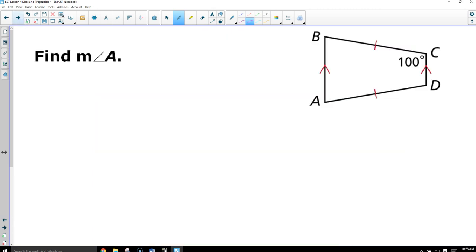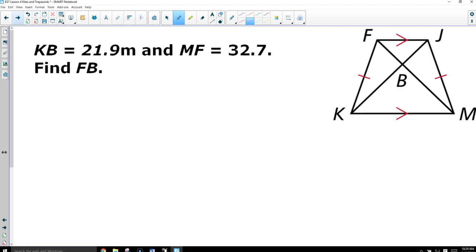So here they want us to find the measure of angle A. Right away, I see these tick marks, and I see that these lines are parallel, so that makes that an isosceles trapezoid. So I know that these angles would be the same. I also know that B and C have to be supplementary, so that makes this angle 80, and it makes this angle also 80 degrees. Noting that it's still a quadrilateral, so 4 minus 2 times 180 is 360. Those angles still add up to be 360, kind of tying that back in with the first learning target.